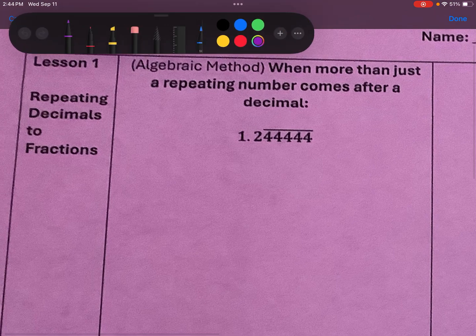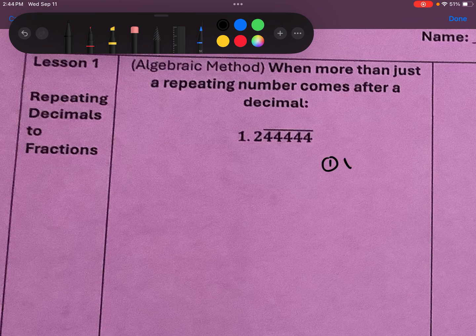All right, in lesson 1, we talked about turning repeating decimals to fractions using the algebraic method. The algebraic method works with all repeating decimals, but more importantly, we need to use it when there's more than just a repeating number after the decimal. Like in this example, we have a 2 that's not repeating, and then we have our repeating numbers. So we need to use the algebraic method.